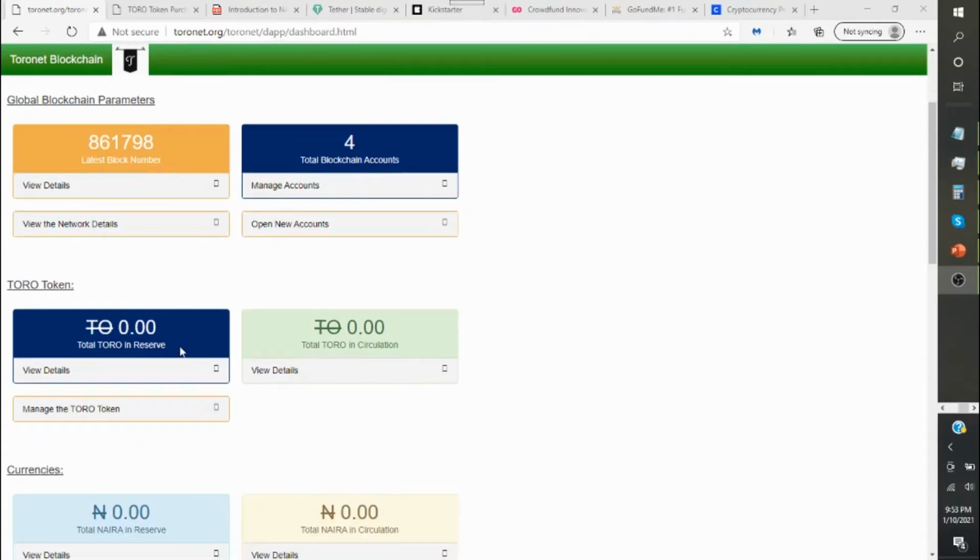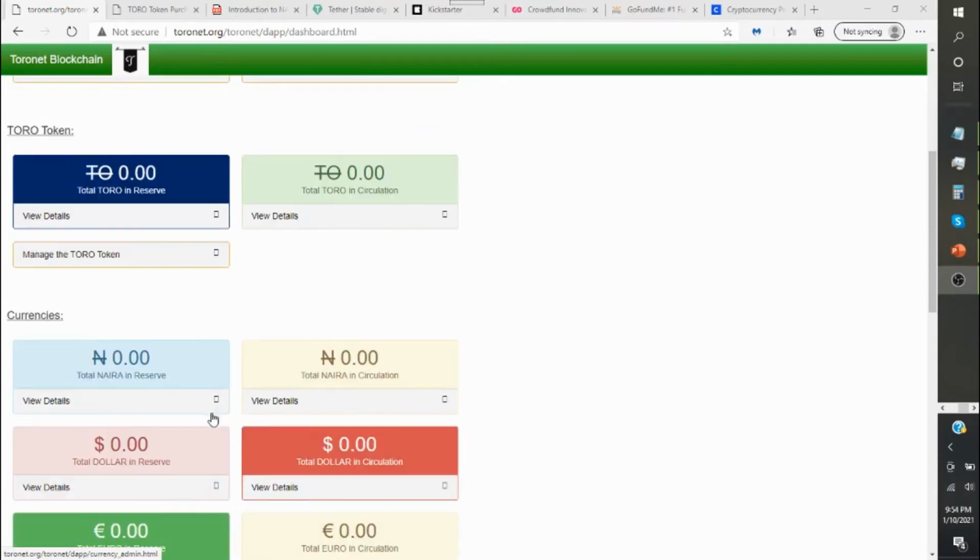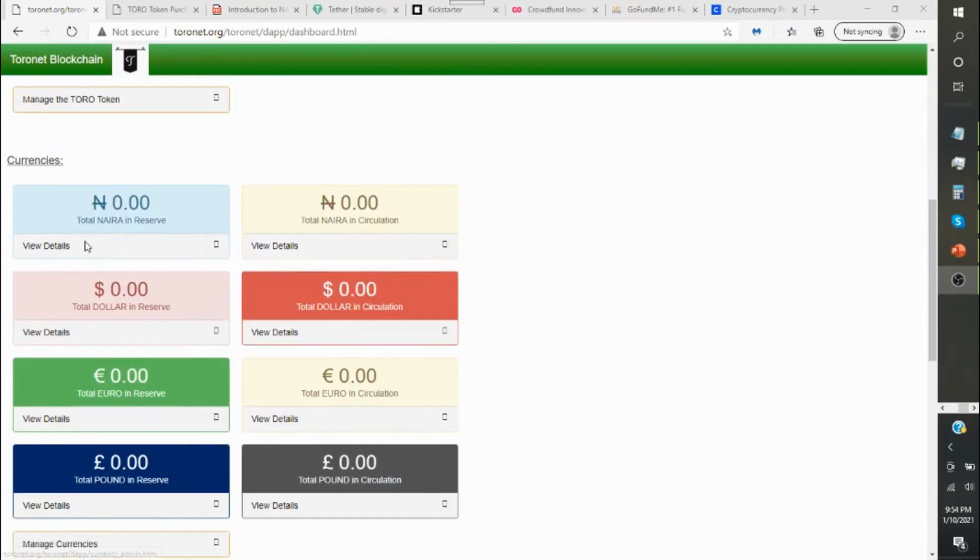We'll be going into how a node operator brings in resources onto the blockchain, brings in assets onto the blockchain. So the first thing we'll do is take a look at the assets that are supported right now as reserve assets.